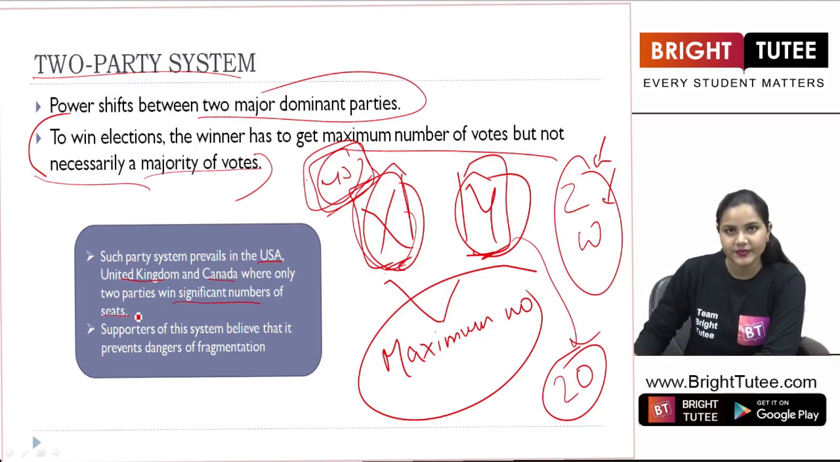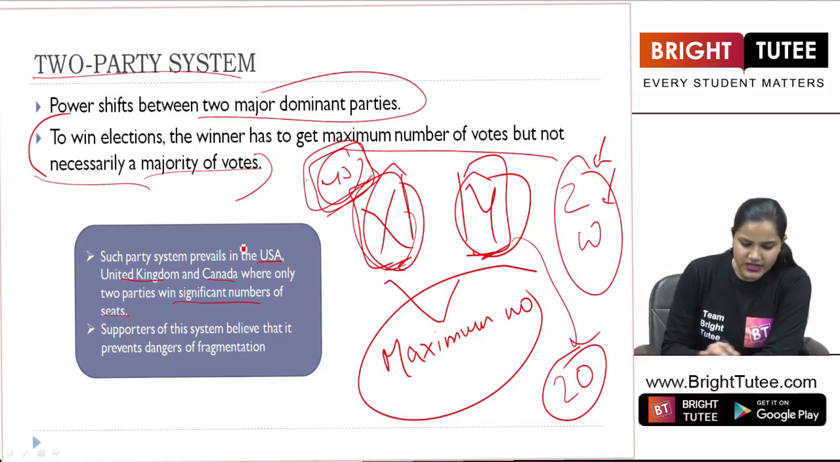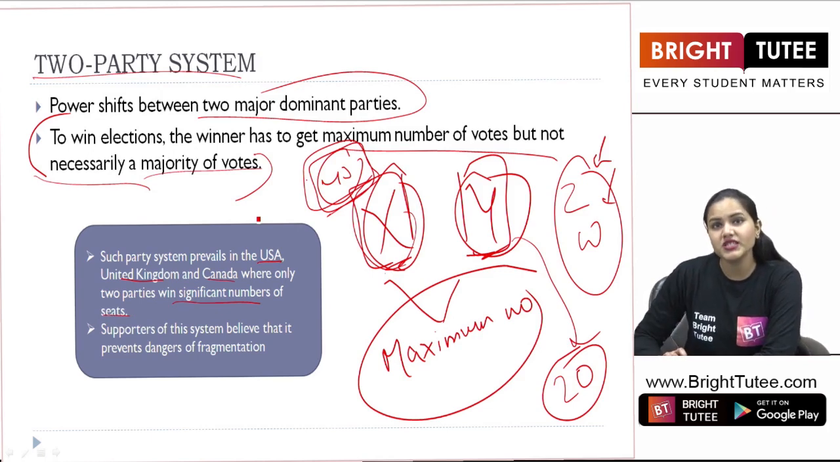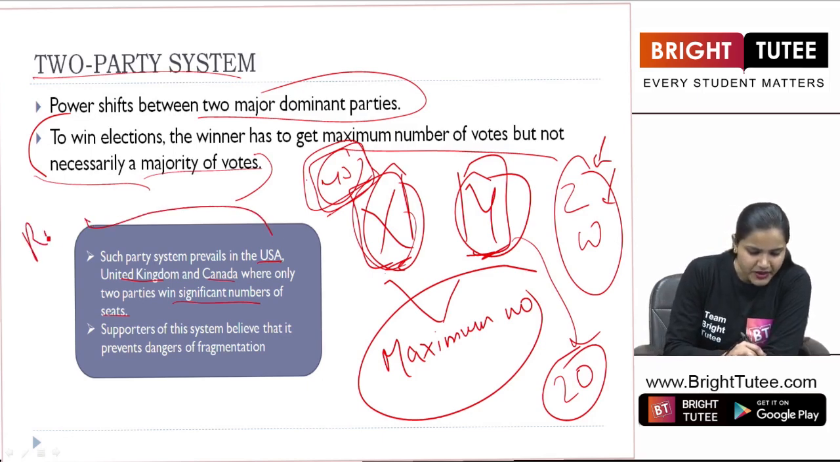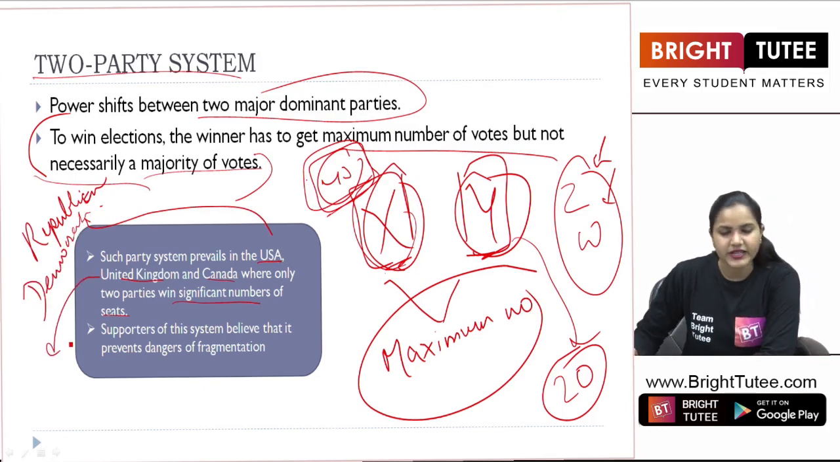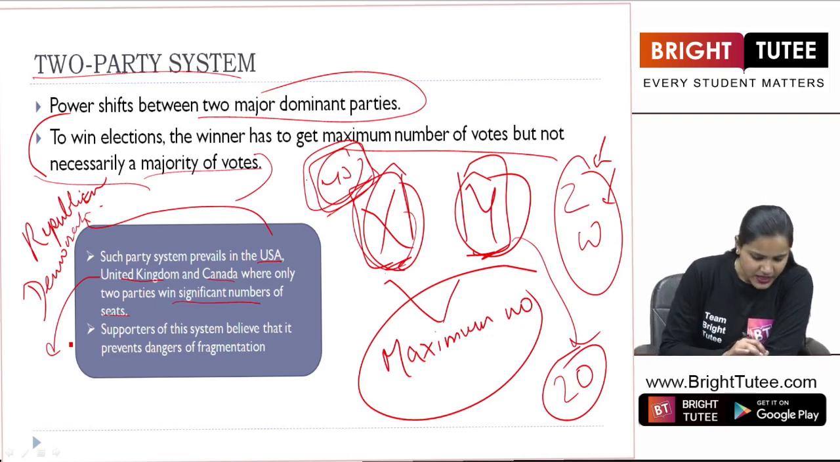Such a party system prevails in the USA, United Kingdom, and Canada, where only two parties win significant numbers of seats. Here, when we are talking about the USA, what are the two important parties that you have heard the names of? One is the Republican and the other one is the Democrats. When we are talking about the United Kingdom, we have the Labour Party.